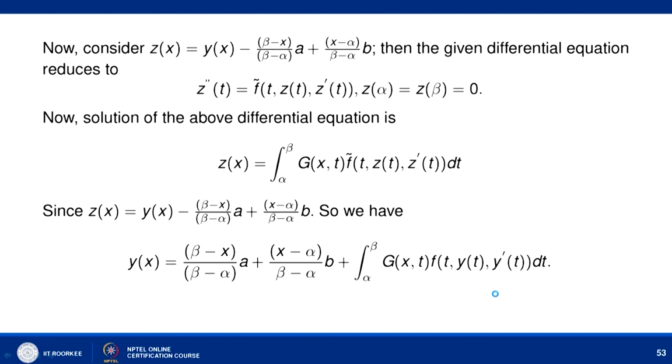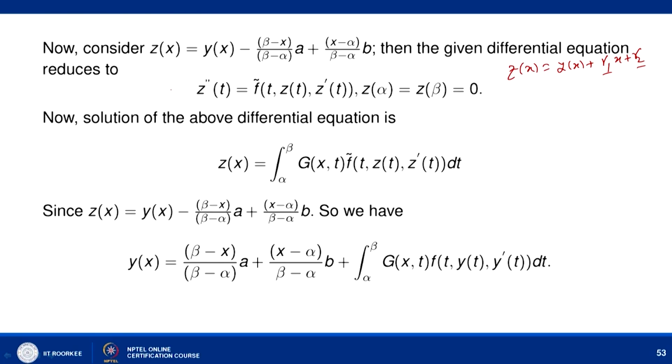So once we have G(x,t), now we want to solve the non-homogeneous problem, but before solving it we have to convert the non-homogeneous boundary condition to a homogeneous boundary condition, and for that we consider a linear change which we have already discussed: z(x) = y(x) minus (beta minus x)/(beta minus alpha) times a plus (x minus alpha)/(beta minus alpha) times b. Again I request that you do it: z(x) = y(x) plus some gamma1 x plus gamma2, and you need to find out what gamma1 and gamma2 are. When you fix it you will get this result here.